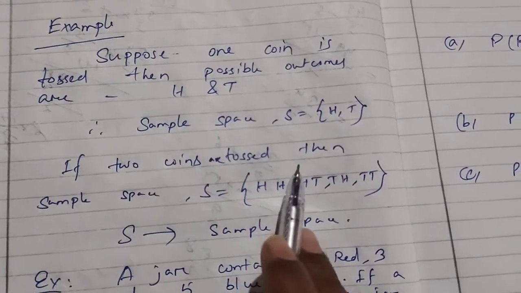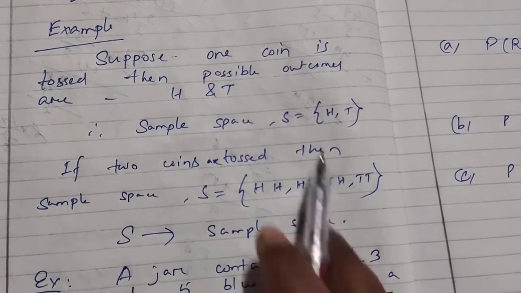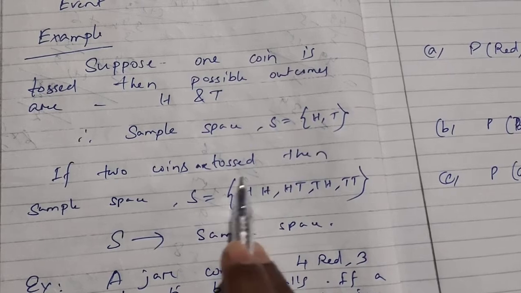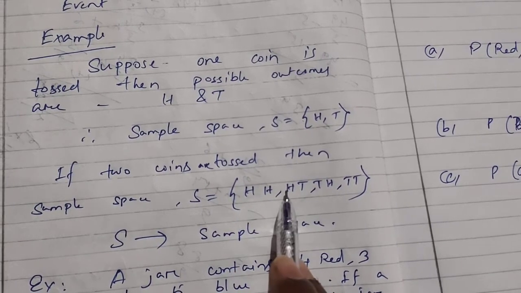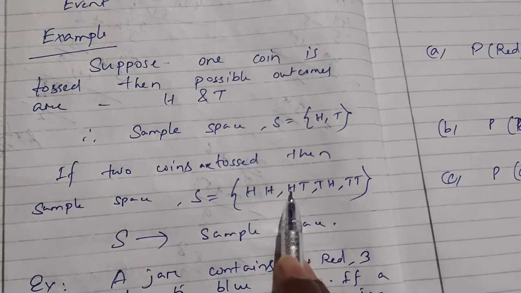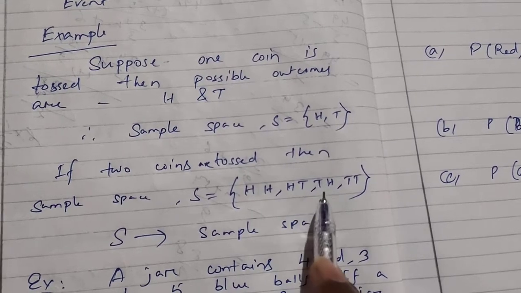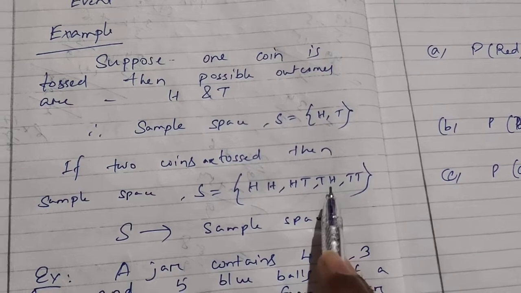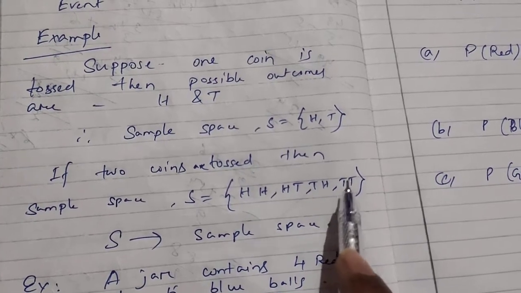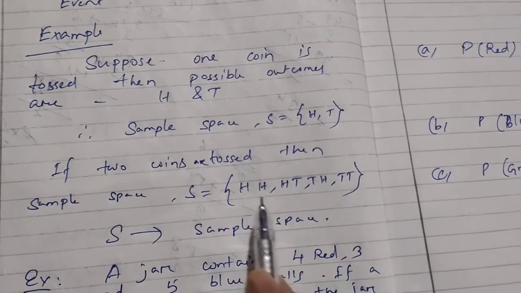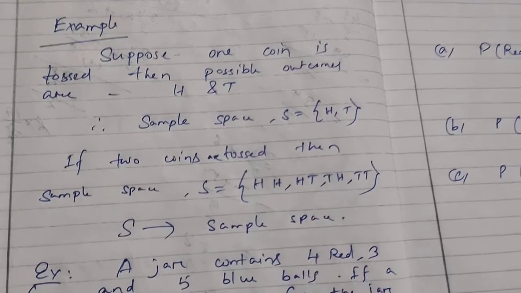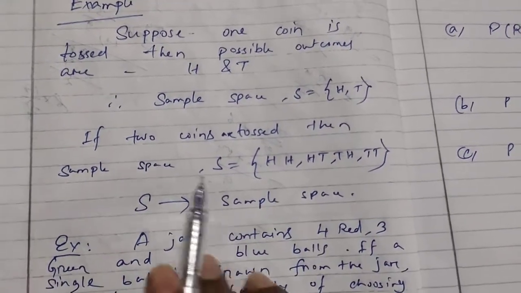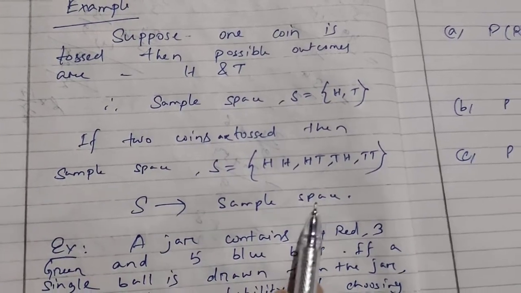If two coins are tossed, then the sample space, that means the total possible outcomes, are what? Suppose head occurs in the first coin and tail occurs in the second. In the third option, the first coin is tail and the second is head, and both may be tail. So these are the four possible outcomes when two coins are tossed. Remember, S stands for the sample space.